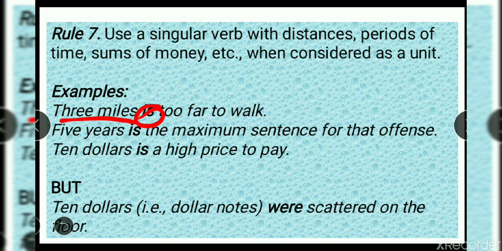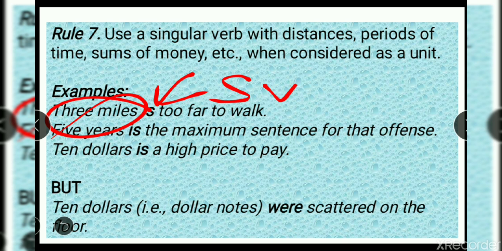That means 3 miles seems to be in its plural form. But here we are using this 3 miles as a unit, so we have used a singular verb here. Next, 5 years is the maximum sentence for that offense. 5 years here we are using collectively as a unit, so we have used is.